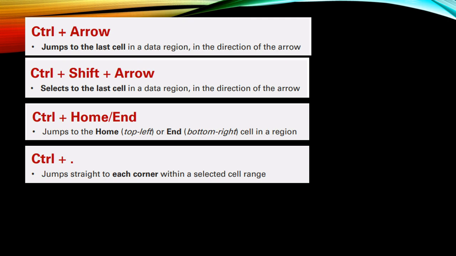Then the fourth option is control period. Now this one is a little bit more nuanced, but what it does is allow you to jump straight to each corner within a selected cell range. So once you already have a large selection, it can be a little bit difficult to navigate to the different portions of that selection. But control period is a great way to help you with that.